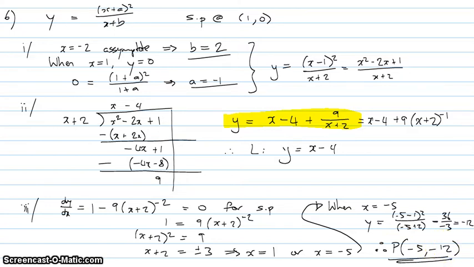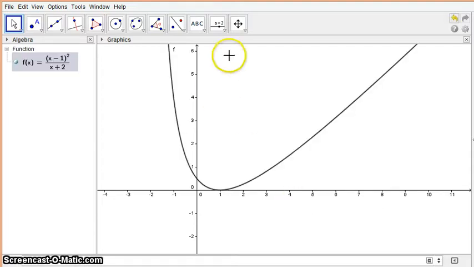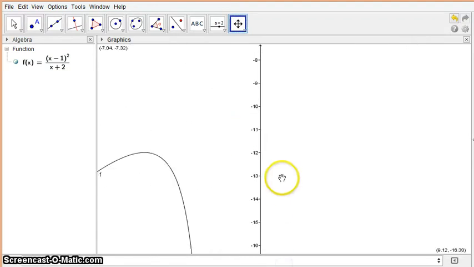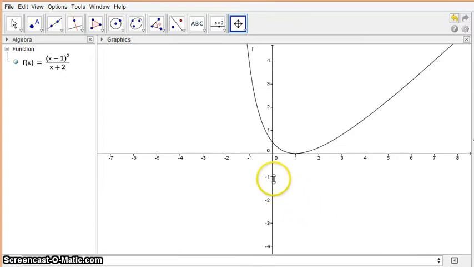Part 4: copy the above sketch and on the same diagram draw a sketch of x squared plus y squared is equal to 16. So let's copy that sketch first. We know the equation is y equals (x minus 1) squared over x plus 2. So I've keyed this into GeoGebra. Might need to just zoom out a little bit. I can't control the zoom very well.